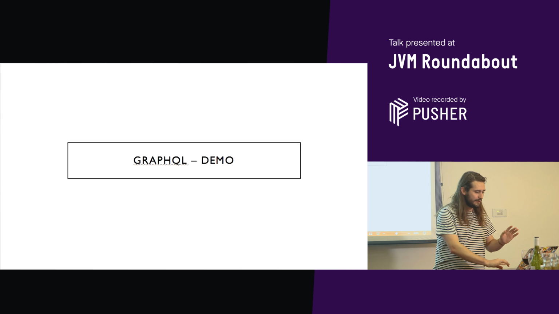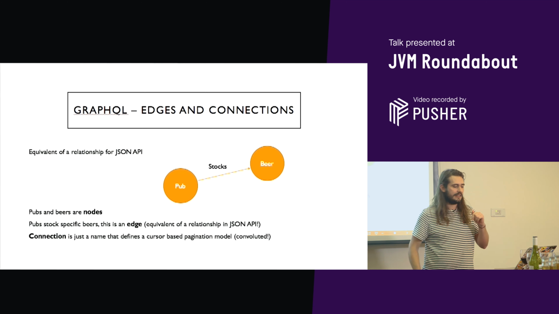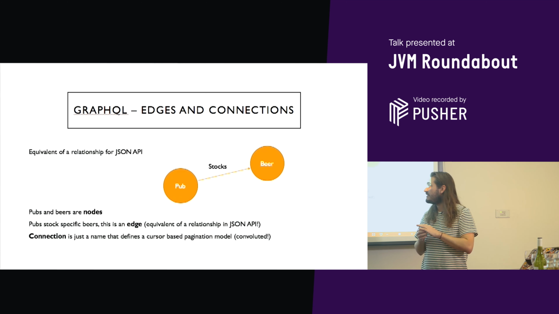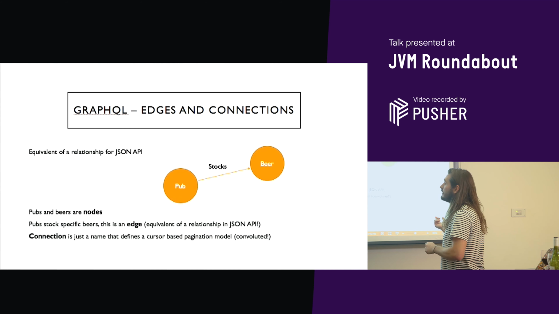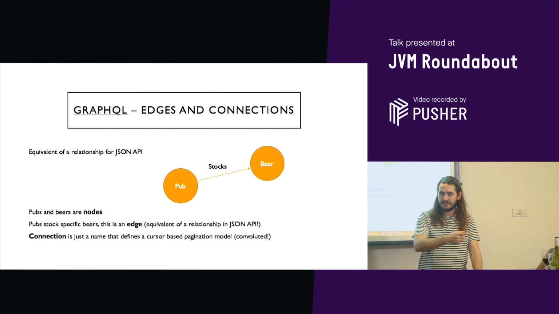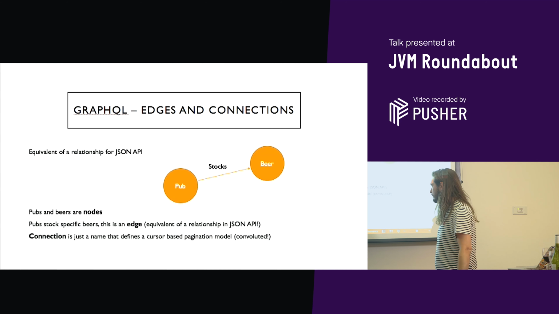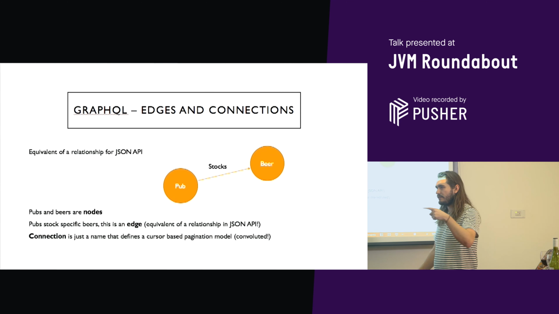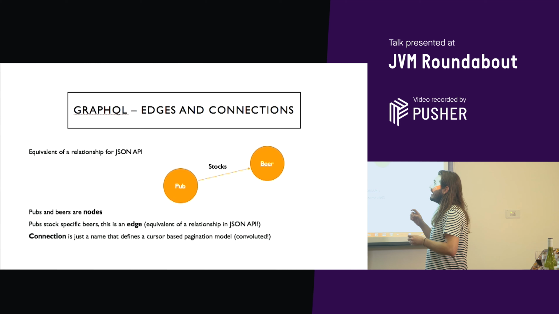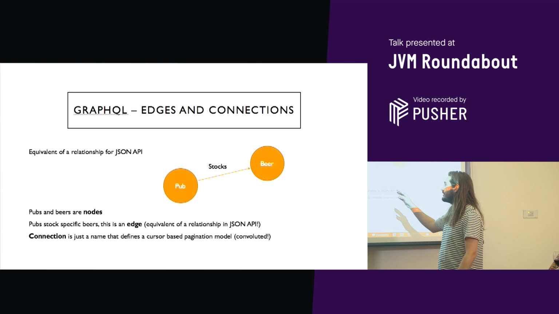So that's the GraphQL demo. The next thing I'm going to get into is GraphQL's edges and connections. It's the equivalent of a relationship in JSON API, much like when you did the include, or how you saw the recursive one where you included the brewery. Edges and connections will make sense hopefully once I get to the next slide.